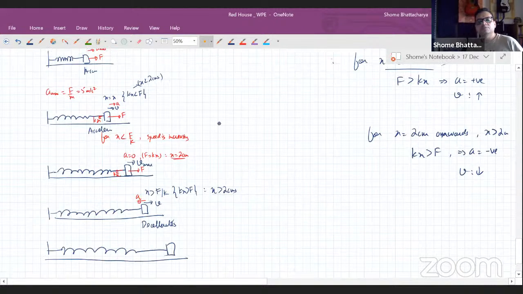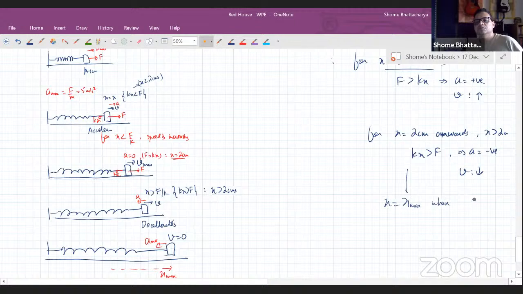So momentarily the speed becomes 0. But at that point of time, x is maximum. No? So it will have maximum backward acceleration. Okay. So this is when the block would have reached the maximum displacement. Okay. So x becomes the maximum value when v becomes 0.